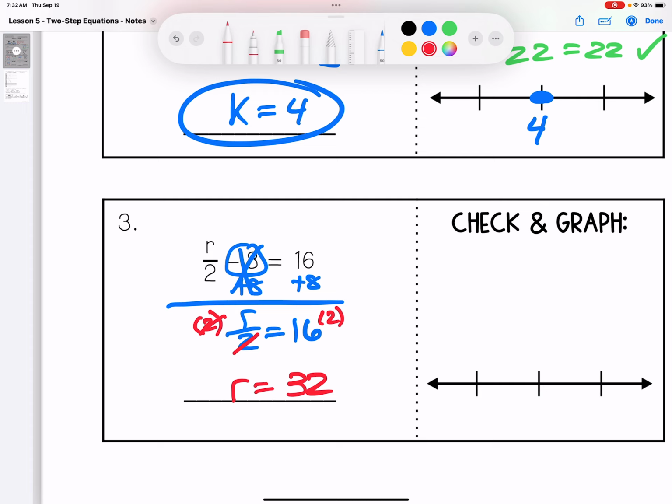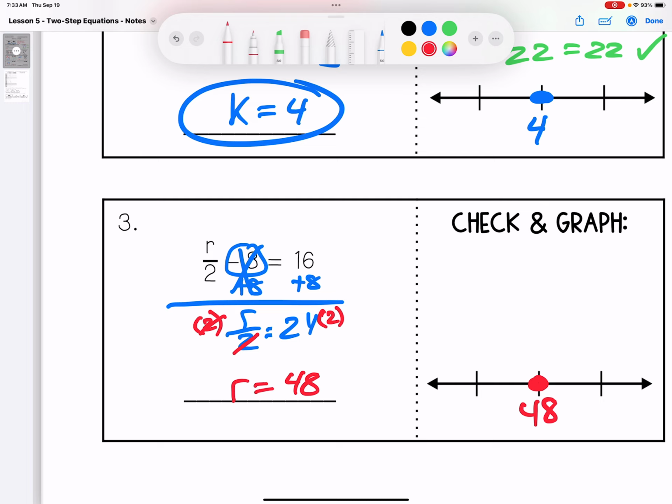I lied. Hold up. Hold that thought. Coach Spartman screwed up. It's 24. My bad. There we go. r equals 48. All right, 48.